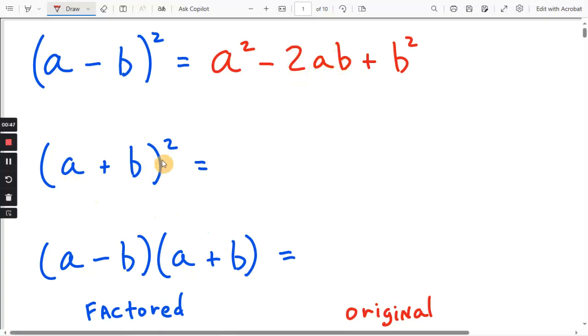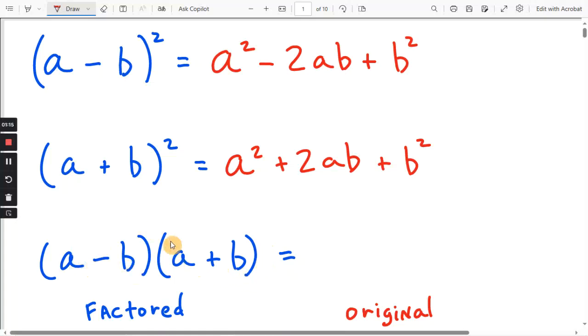All right, for a plus b quantity squared, it's almost the same thing. The first term would be a times a, or a squared. The last term would be b times b, or b squared. And if you did the inner outer, you would get ab plus ab, which is positive 2ab. Okay, so it's almost the same thing, except the middle term is different.